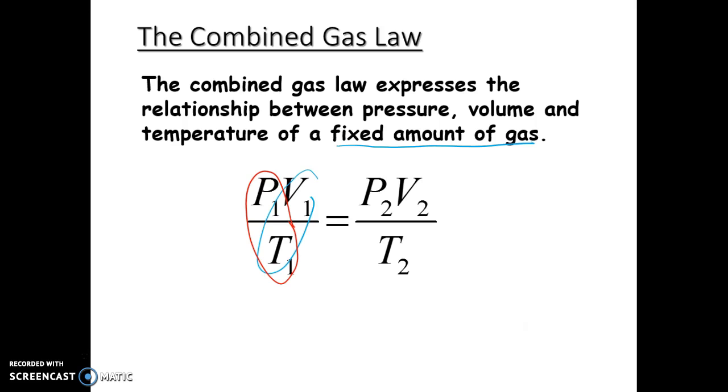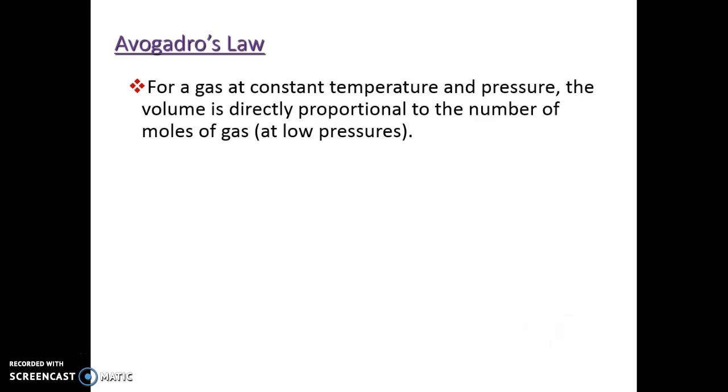Now finally, this law is a little bit different, and it's kind of got the same idea, but it has to do with Avogadro's number. And we know when we hear Avogadro's number, that is going to be talking about moles. So Avogadro's law for the gas at constant temperature and pressure. So now we have 2 constants. Temperature and pressure are going to be kept constant. The volume is directly proportional to the number of moles of gas.